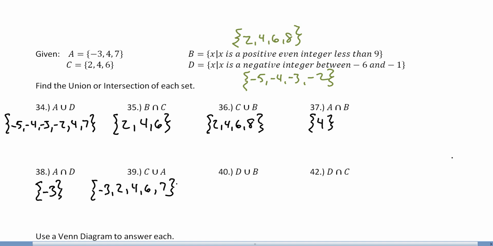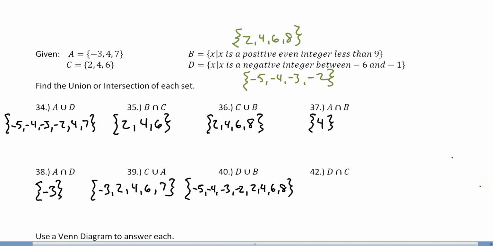Okay? D and B, again, the union, I'm just going to list everything that I see there. So D and B, they have a -5, a -4, a -3, a -2, a 2, a 4, a 6, and an 8. I just list all of that stuff, and that's my union. I take everything, and I just combine it into one set.